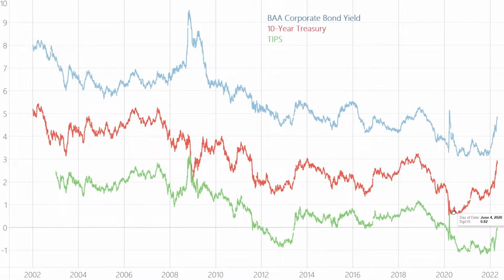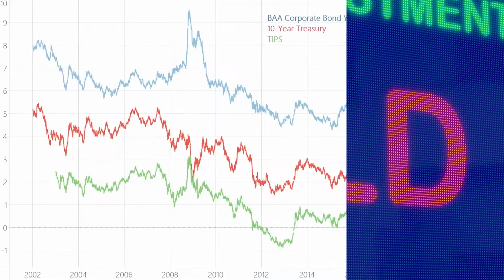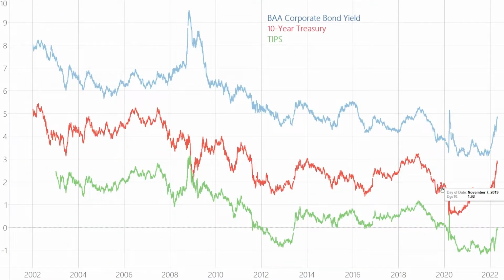Because yield, it's just in the math. Yield is just the interest rate divided by the price. So if the price is going up, then that means your denominator is getting bigger, which means the ratio is getting smaller. Just like 1/4 is smaller than 1/2.